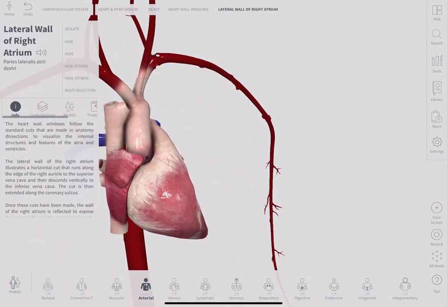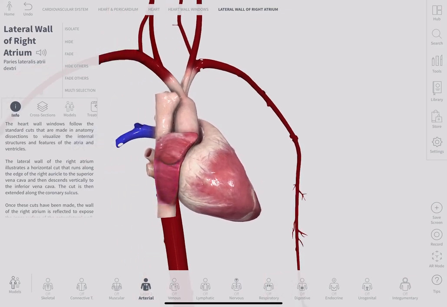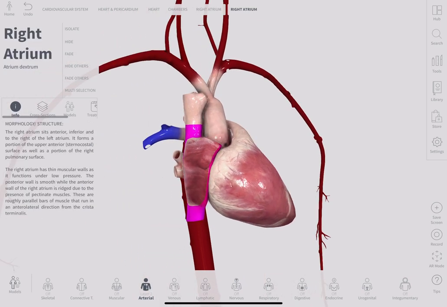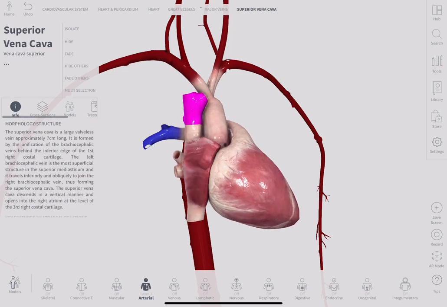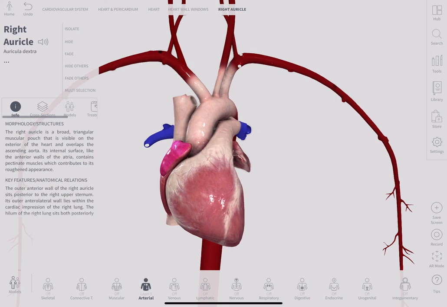There we go. Right atrium. And all of that blood is going to be dumped via the superior vena cava and the inferior vena cava, which is not highlighted here, but it would be inferior to the right atrium. All of that blood is going to dump into the right atrium and then travel down, contract.